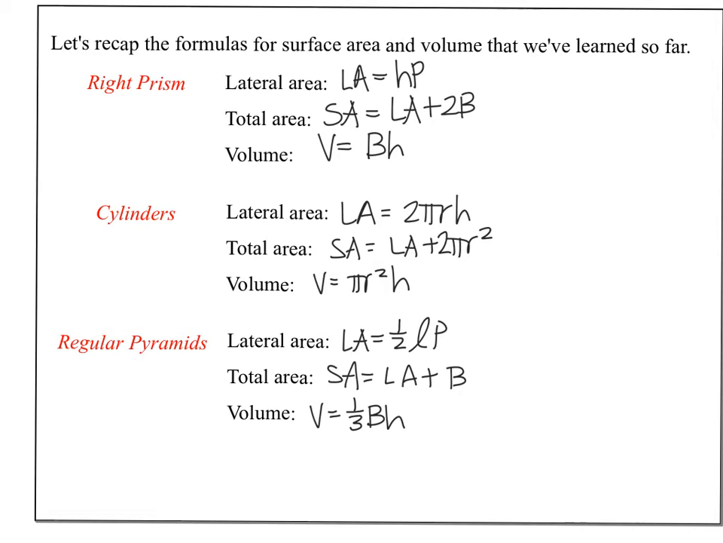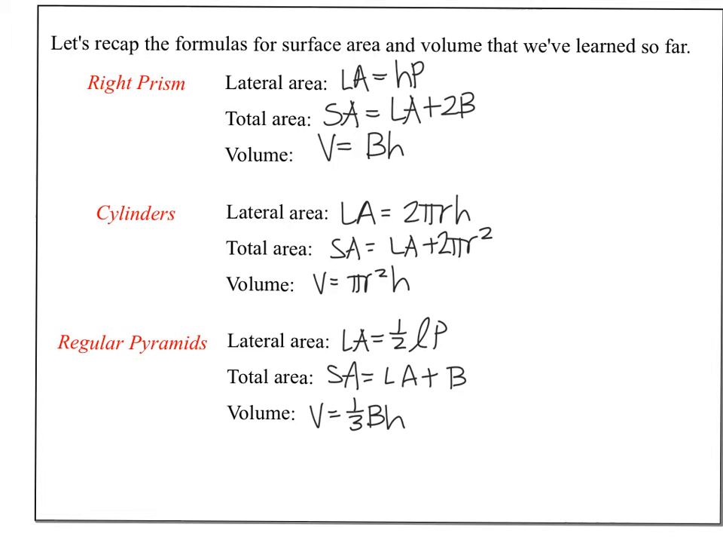So for a cylinder, we know that we take the circumference and multiply by the height to get the lateral area. And with the surface area, we take that and add in those two circle bases. And then the volume is pi r squared h. So just the area of the base multiplied by the height. Think of it almost like stacking CDs or something on top of one another.